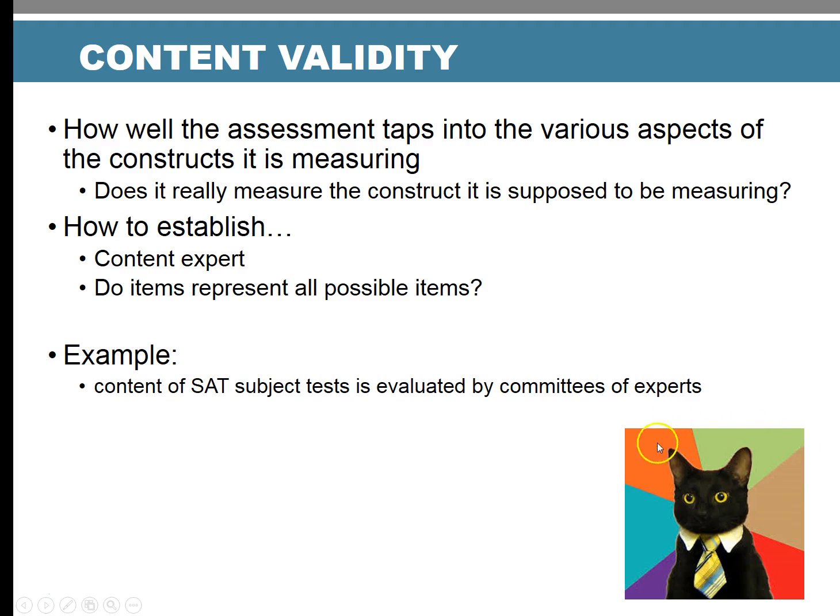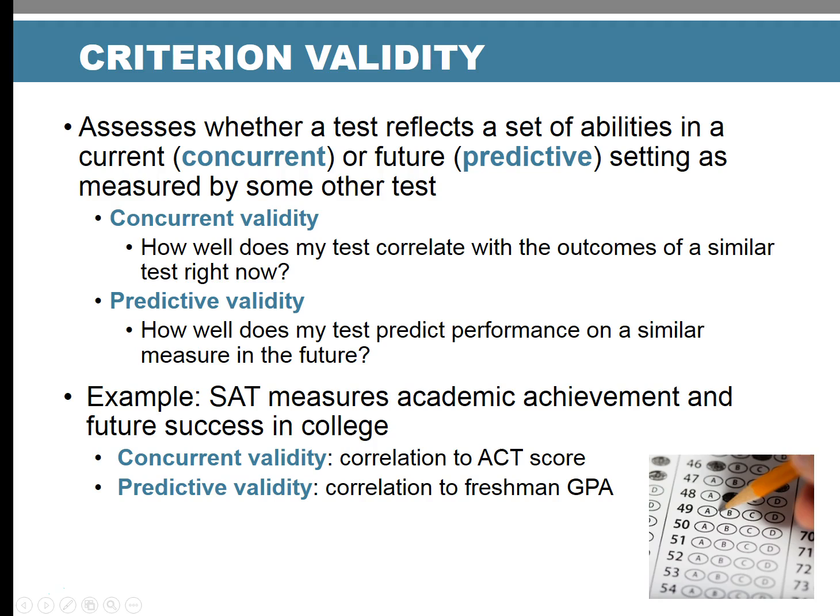So we have Business Cat here. Business Cat is a content expert, and he can help us determine content validity. As an example, the content of SAT tests would be evaluated by committees of experts. When they're trying to develop new SAT tests or new AP tests, they have committees that are comprised of subject matter experts that are going to help to create the questions and to develop those tests.